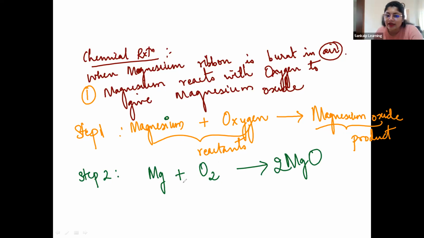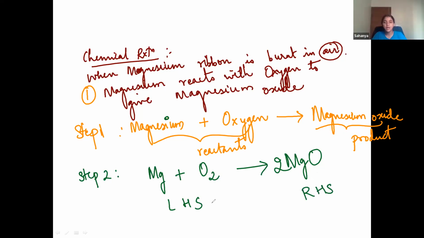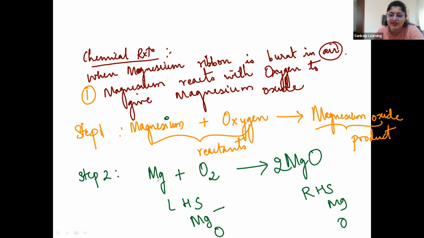Now what do I have to do? I have to balance it, right? Balancing is done how? LHS should be equal to RHS. This is Mg and this is oxygen. How many Mg are there over here?